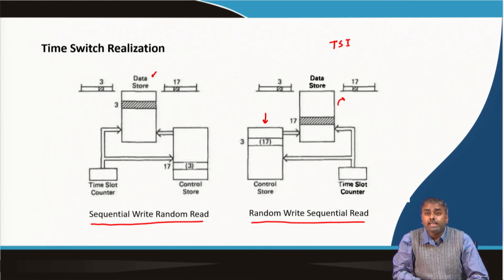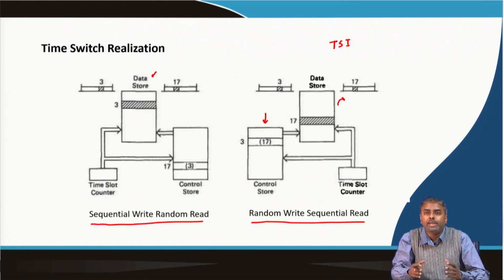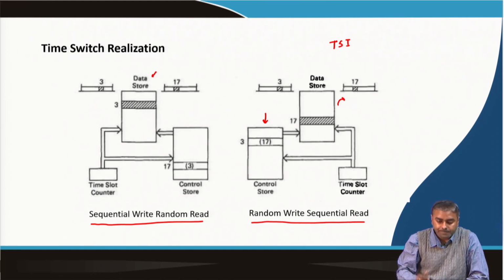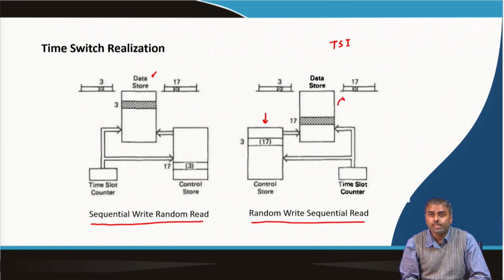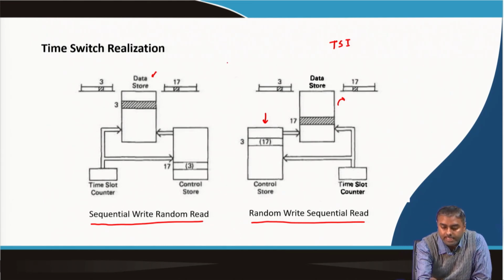But is that all rosy? There are no free lunches, right? In engineering, if you achieve something, you must be paying somewhere. So, where exactly are we now paying? Let us try to understand that part. What is happening, as you can see over here in time switching? Whenever you are switching them, a frame is coming to you of duration 125 microseconds.